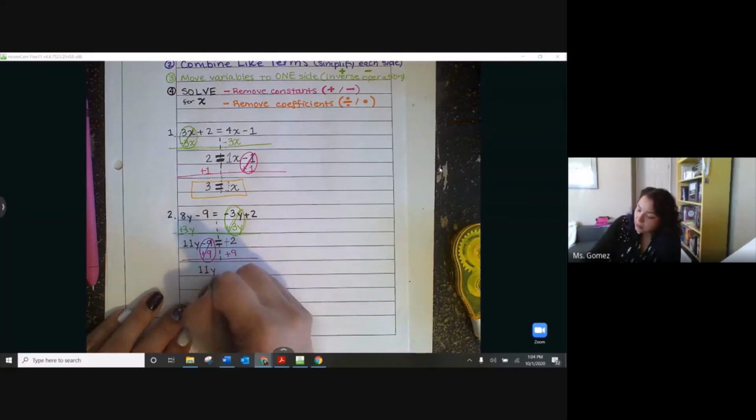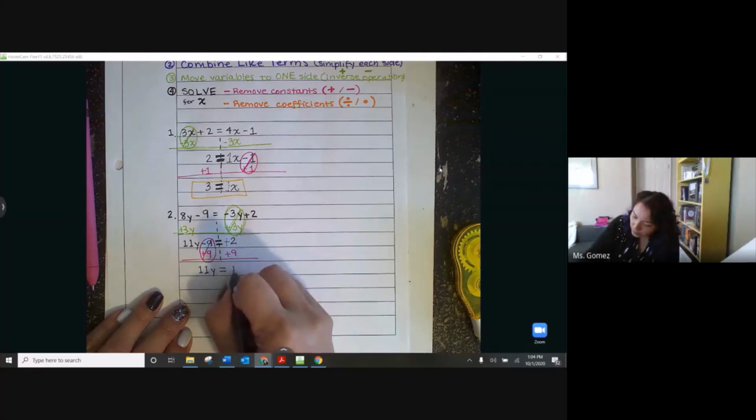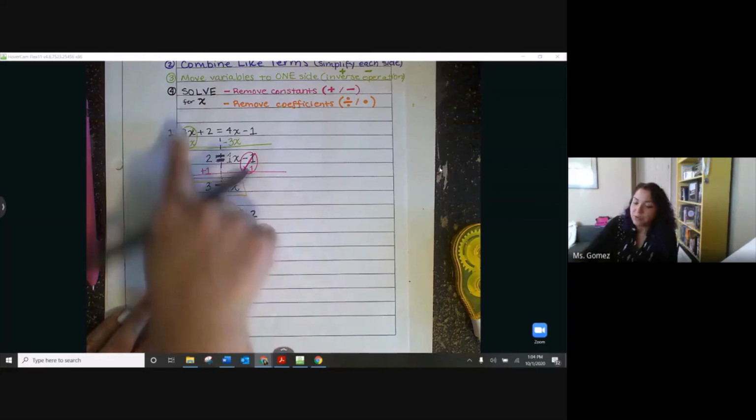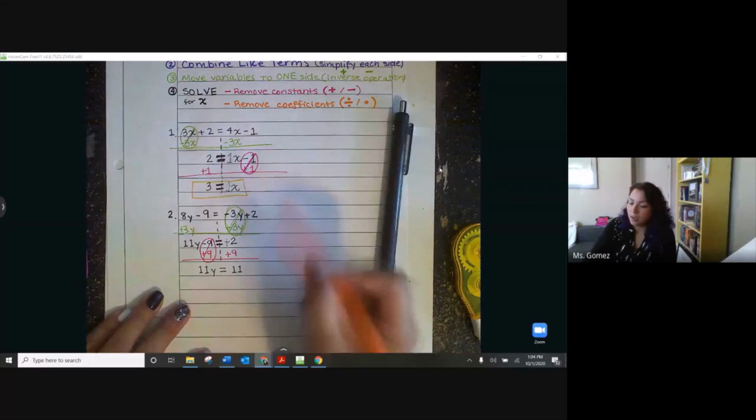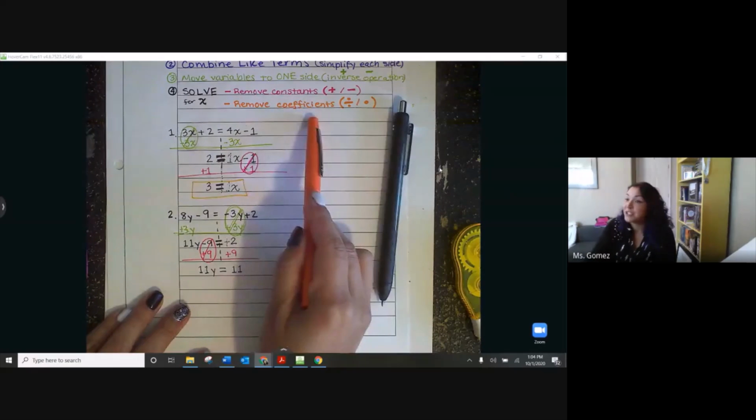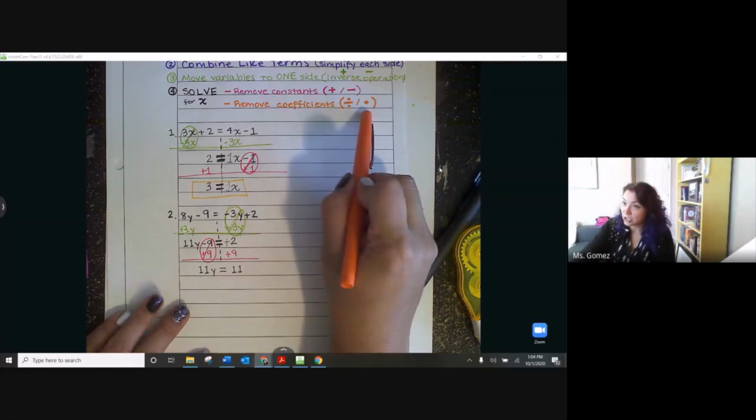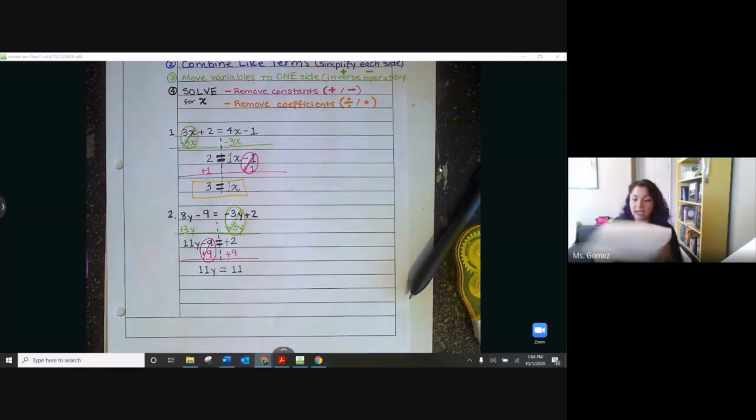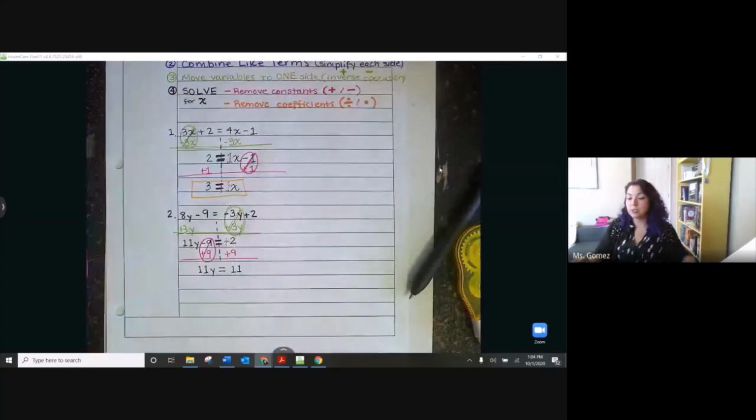And we are left with 11y equals 11. Okay, so now we're at our orange step. Remove my coefficient. Usually we use division or multiplication. If you need to, you can look back at our notes from yesterday, all of our orange steps. Tell me what to do to both sides.